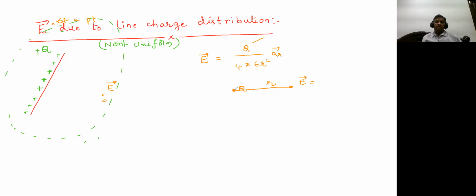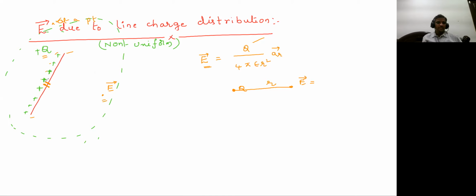That means before you calculate E due to line charge distribution, you know only one formula, that is E due to a point charge. So what you have to do is make this line charge a point charge. You cannot make the line charge a point charge, but you have to get a point charge in this line charge. This charge Q is a very big charge because it is a combination of many charges, but if you want a small charge, the only option is to take a short section of the line.